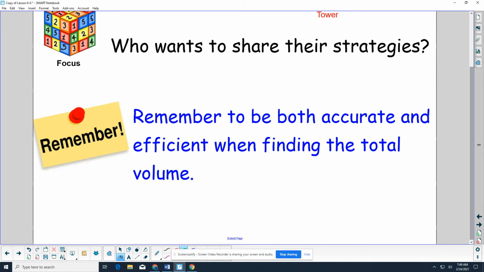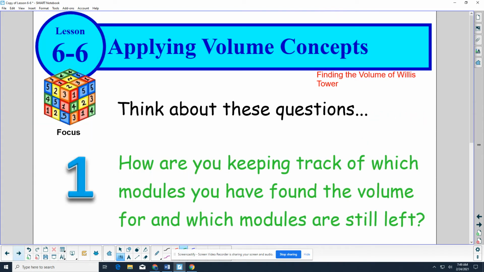So obviously, if you're home, it's kind of hard for you to share your strategy, but you can think about this. Remember, you want to be both accurate and efficient when finding the total volume. So it's important that we're accurate. And accurate means we're getting it right. We're as close as we possibly can be with the numbers that we have. It's not the same thing as an estimate when we find the actual. And efficient means you're finding a strategy or a way that you can move quickly and still get the correct answer. Okay, so think about these questions.